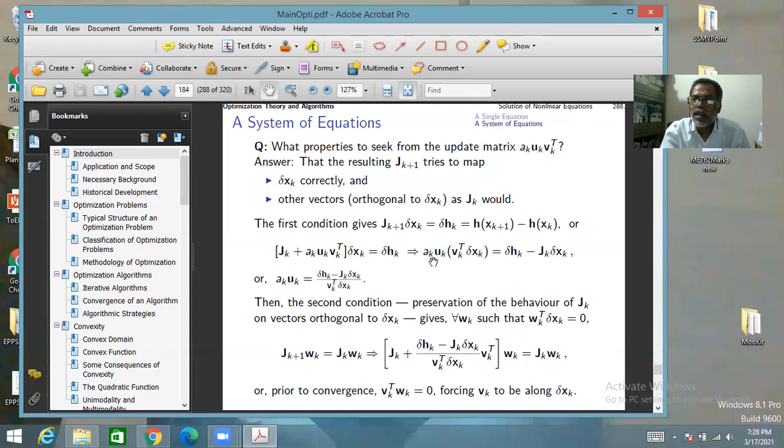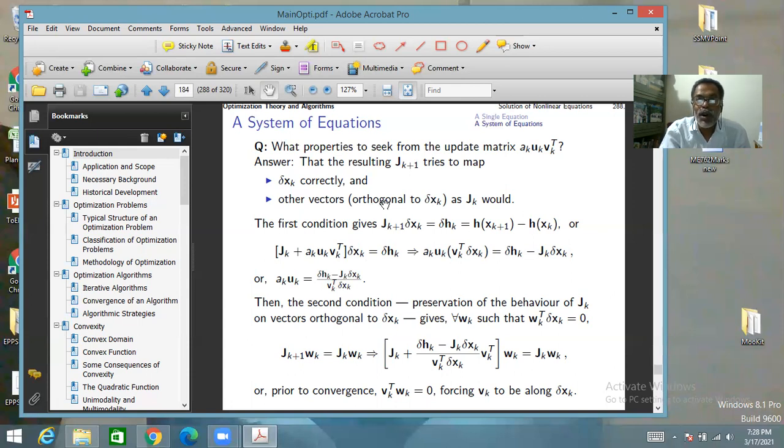So Ak Uk will be this thing divided by this scalar. In fact, Ak also you could have taken on that side, but not needed. You keep Ak, Uk together. So the whole thing you have got together. This. Now Ak, Uk you have determined. All that you need now is Vk. For that, you use the second condition.